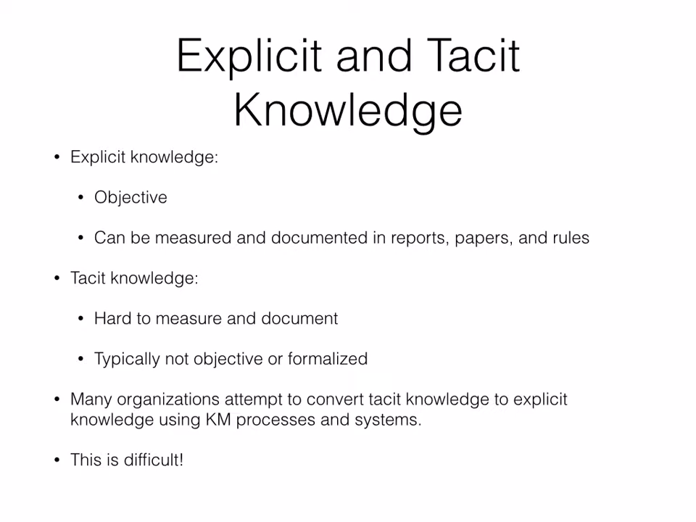So with respect to that philosophy, there's this notion of tacit and explicit knowledge, or explicit and tacit knowledge. So explicit knowledge, and you want to know the difference between the two. Explicit is knowledge that's objective, right? It can be measured and documented in reports, papers, and rules. Tacit knowledge is something that's hard to measure and document. It's something that's typically not objective, formalized. And many organizations attempt to convert tacit to explicit knowledge using knowledge management processes and systems. And this is very difficult. Converting tacit knowledge to explicit knowledge is very, very difficult.